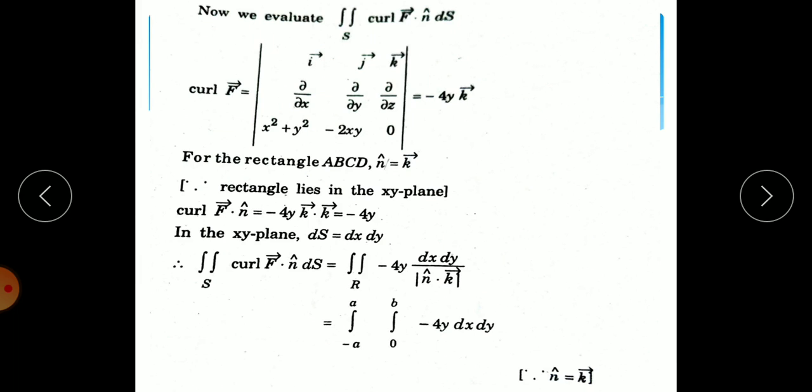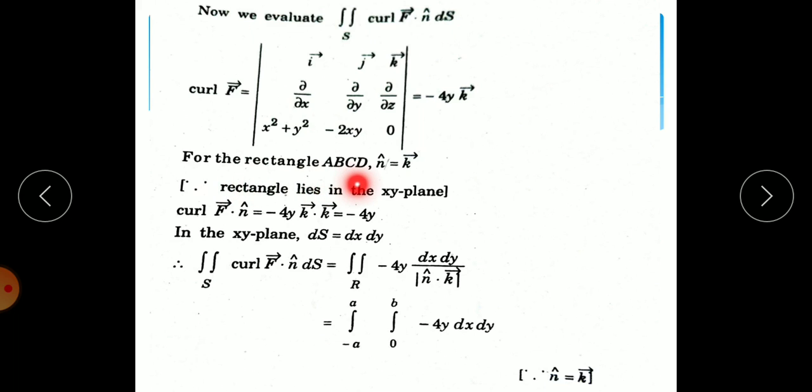Now we are going to evaluate the other side, that is the double integral over S of curl f vector dot n cap dS, the left hand side. So curl f, we know, is the determinant with i, j, k, dou by dou x, dou by dou y, and then, from the given question, the z term is 0. After the determinant you will get minus 4y into k vector.